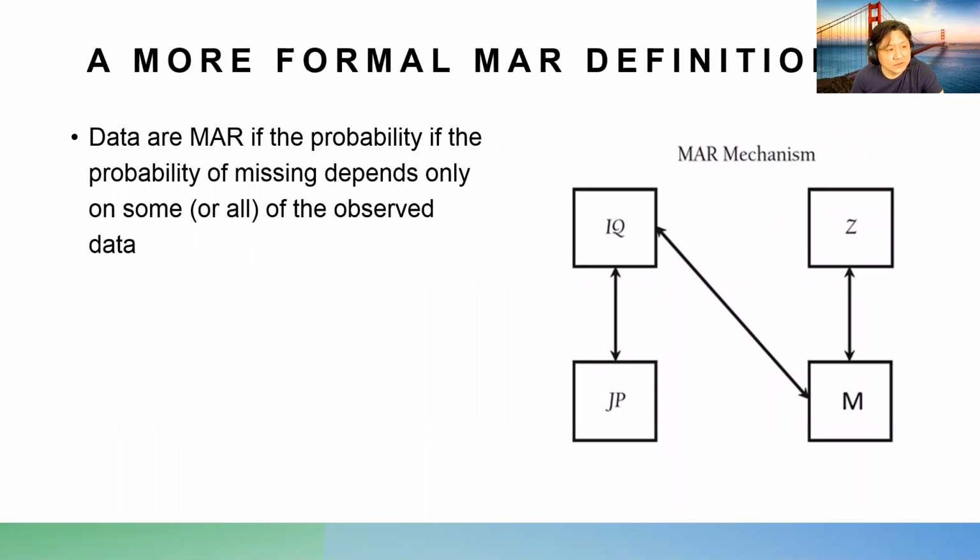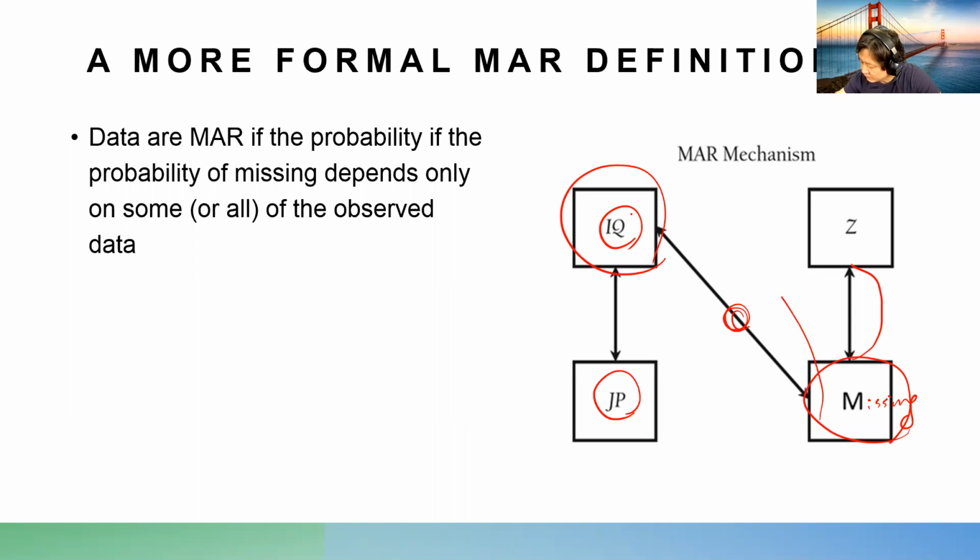So look at this. Data are missing at random. Right here, this is the IQ score, JP is job performance, and this is our missing. Hypothetically, this missing will be related to some unknown third factor. So this is a hypothetical relationship, but the important thing is that this missing is related to the third variable. So this is missing at random, MAR.